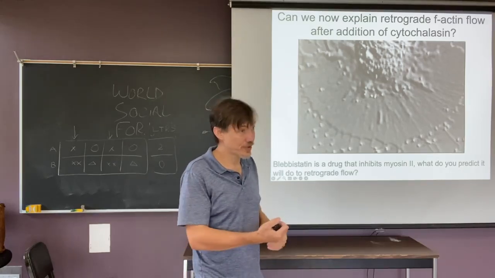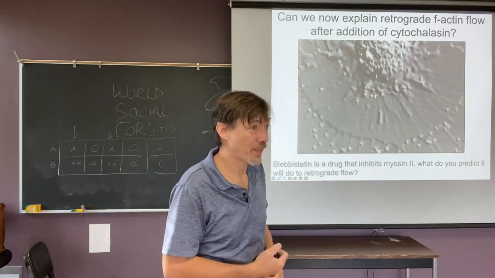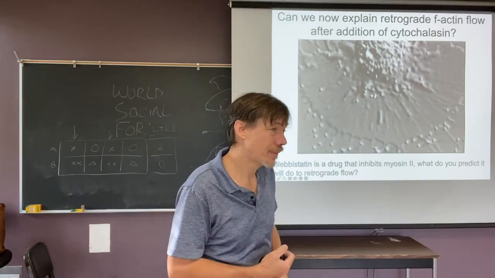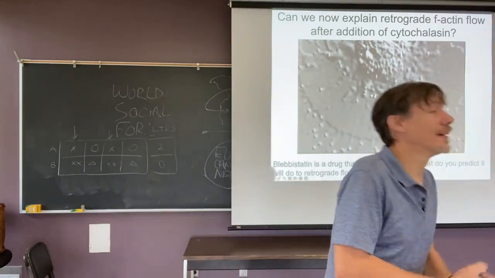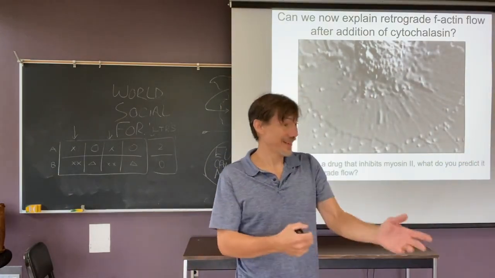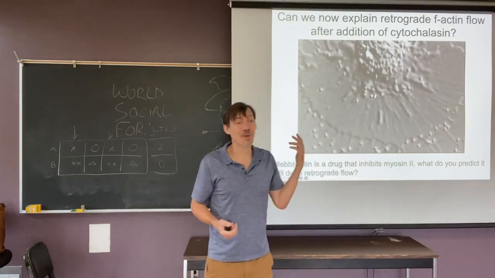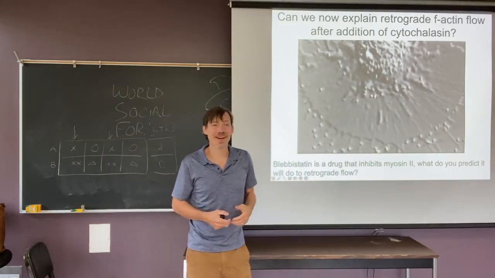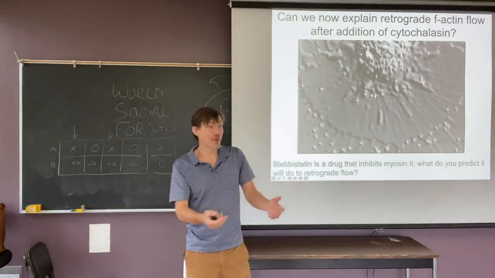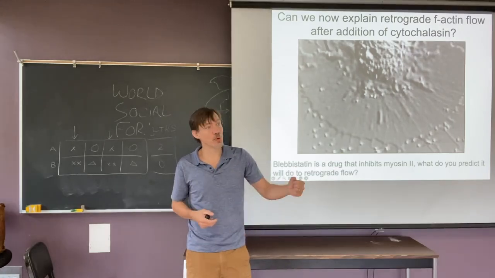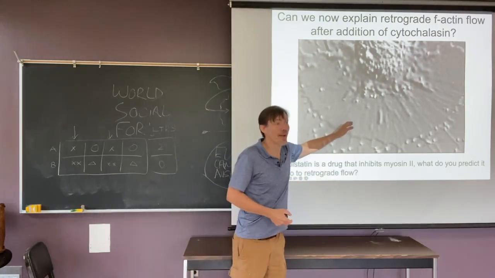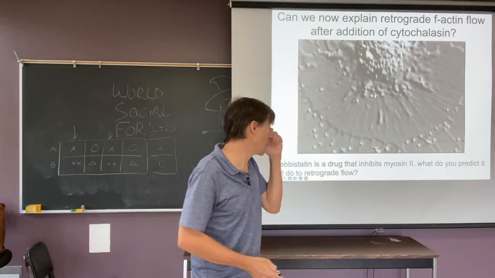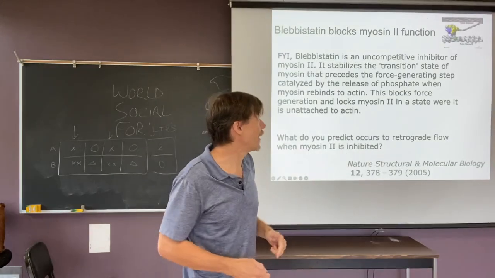Slow down. It would slow down, and why would it slow down? Because myosin is being inhibited, which makes it speed up. Yeah, so if myosin is really important for this process, the prediction and expectation is that if you inhibit it, it's going to slow down retrograde flow. So we'll talk about that.